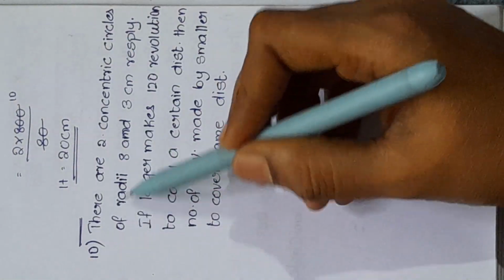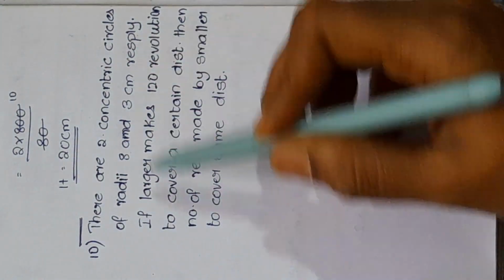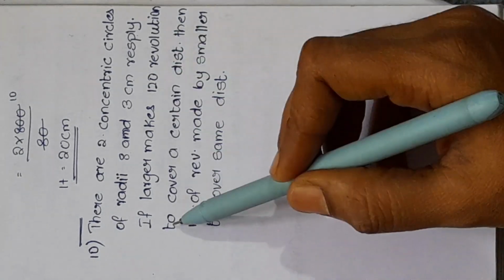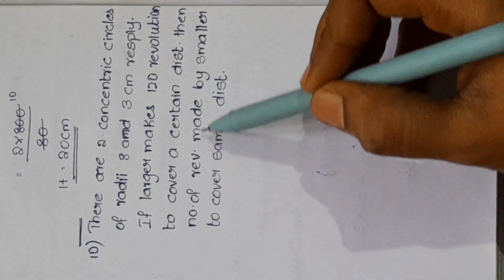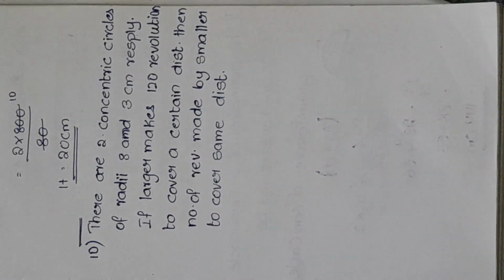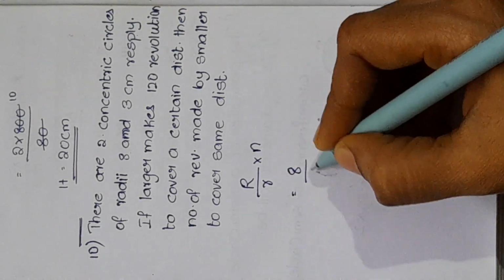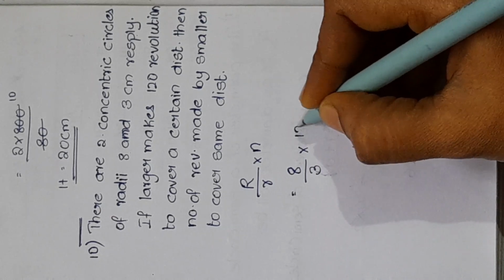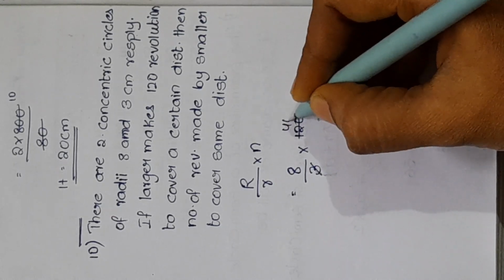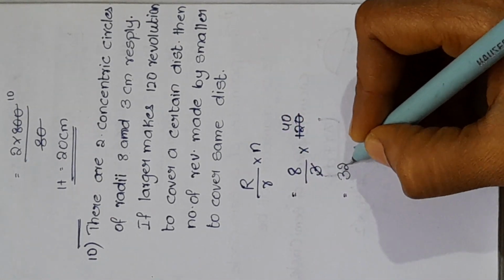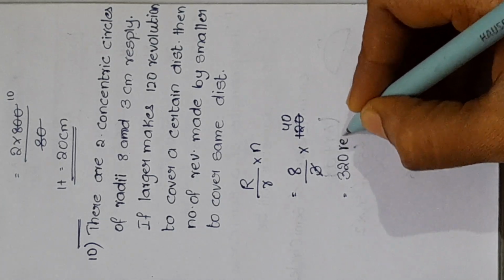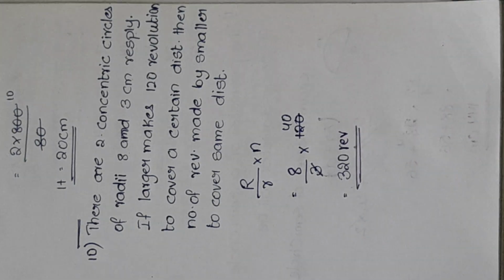Question number 10. There are two concentric circles of radius 8 cm and 3 cm respectively. If the larger makes 120 revolutions to cover a certain distance, then the number of revolutions made by the smaller to cover the same distance is capital R by smaller r into n. Capital R is 8 and smaller is 3, into number of revolutions is 120. So 8 into 40 is 320 revolutions are made by the smaller circle to cover the same distance.